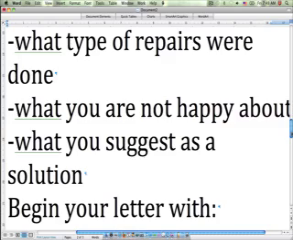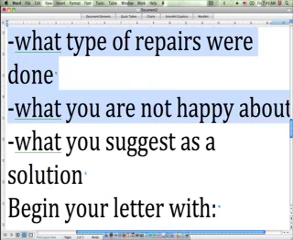The second paragraph describes the situation in some detail. So this is the area that we're going to cover, this section, what type of repairs were done, and this section, what you're not happy about. So in the second paragraph, we'll talk about the situation, and we'll mention the repairs that we're not pleased with, and then just our feeling about this, that we feel that the service was not as good as we were expecting.